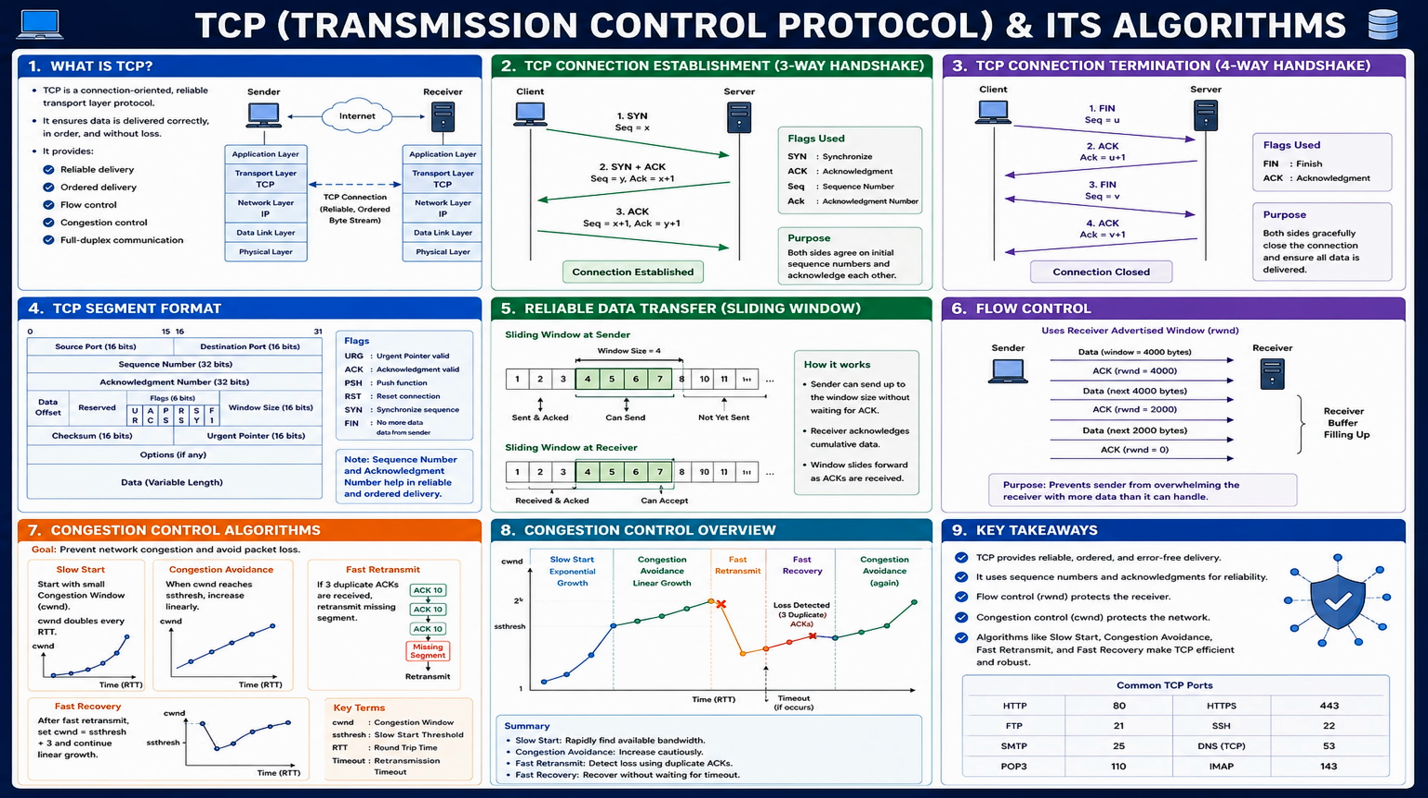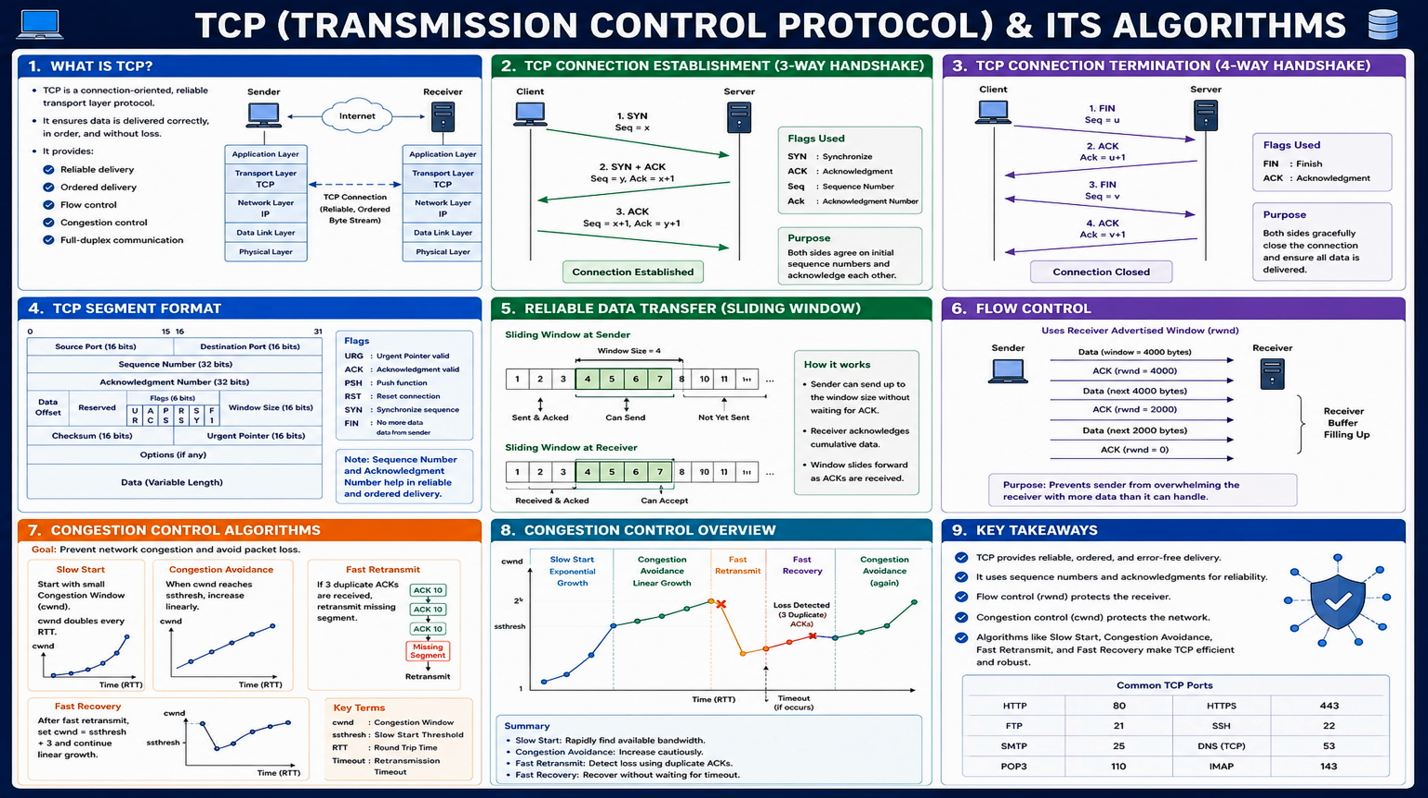In this video, I'm going to go over Transmission Control Protocol and its algorithms. TCP is one of the core protocols of the internet and operates at the transport layer of the TCP/IP stack. TCP is designed to provide reliable communication, ordered delivery, error detection, and congestion management.